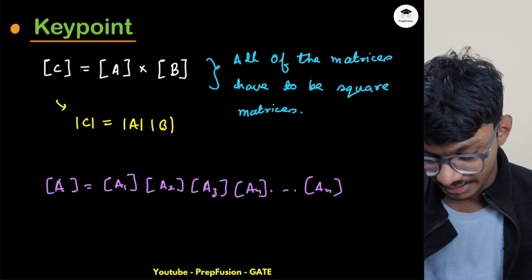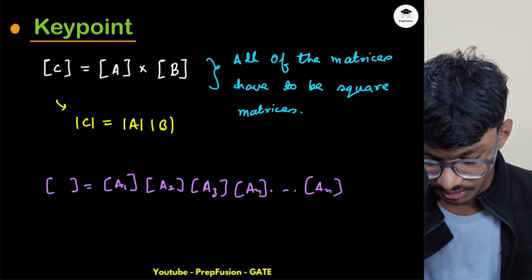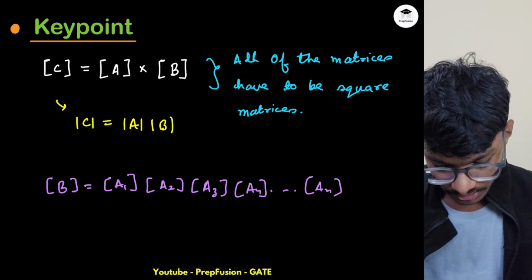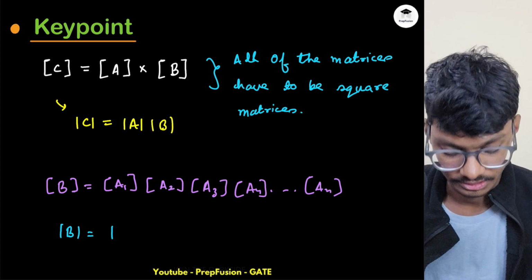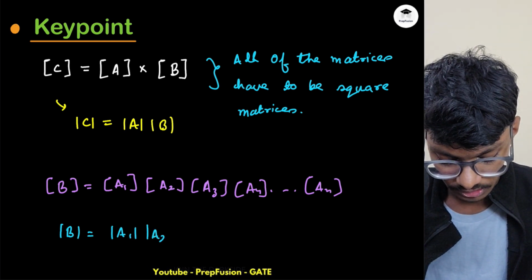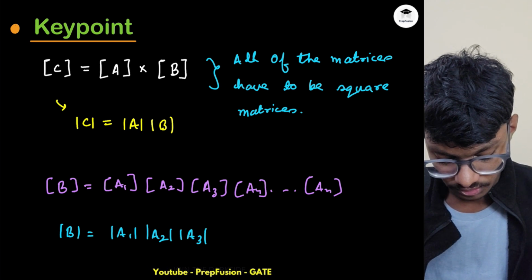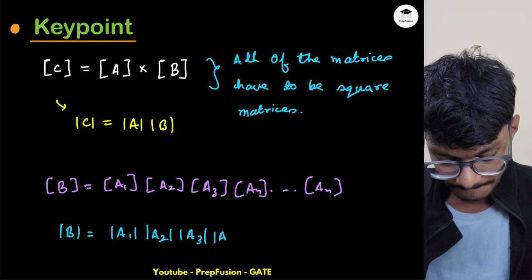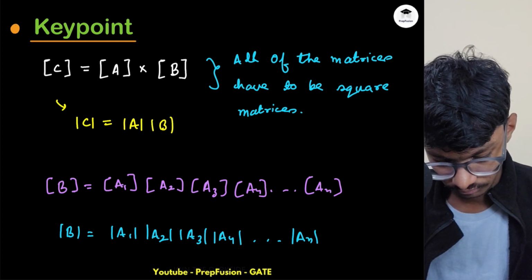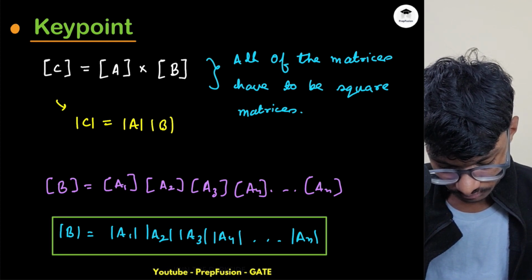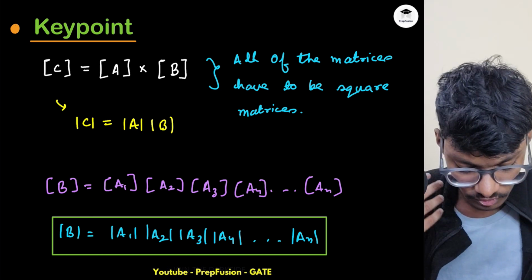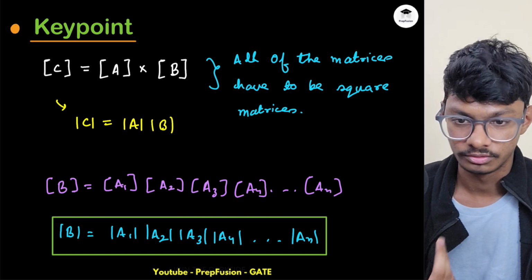Okay, I can name this something else so you don't get confused. So let me name this B. What will be the determinant of B? The determinant of B will simply be the multiplication. All of them are square matrices, that is something we are inherently assuming. So the determinant of A2, determinant of A3, determinant of A4, and determinant of AN. I hope you already know this. If you don't know, then now you know.